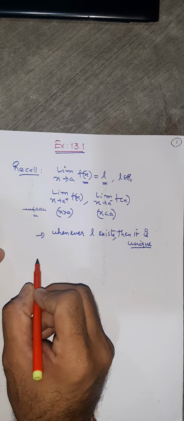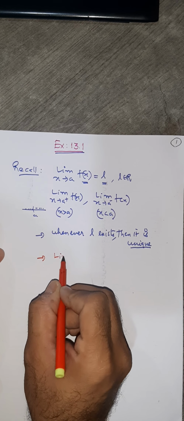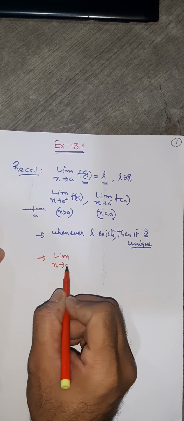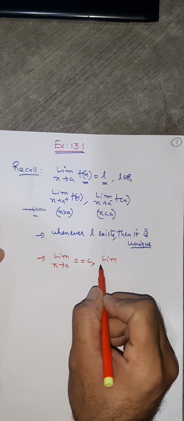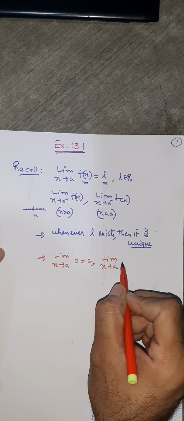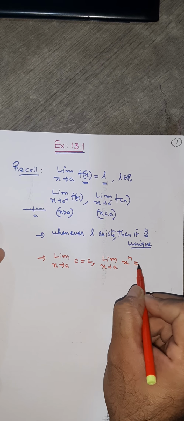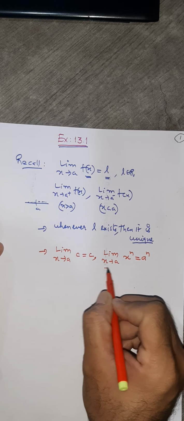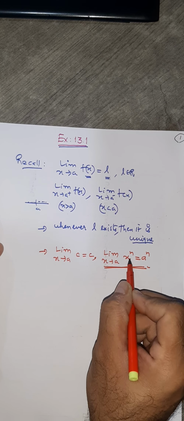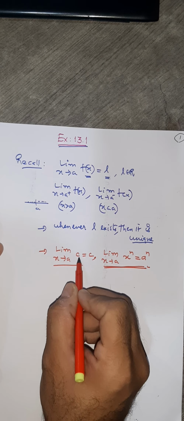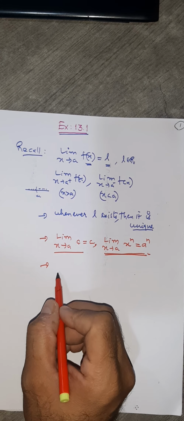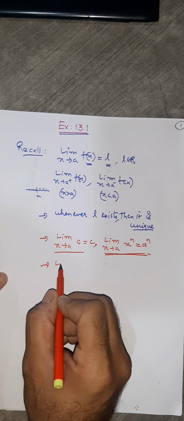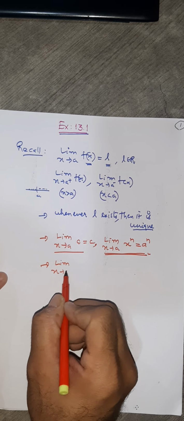Okay. Then we had these formulas, if you remember, you can recall the results. The limit of a constant is that constant. The limit of a power function, x raised to n, equals a raised to n. The power function, where x is replaced by a.